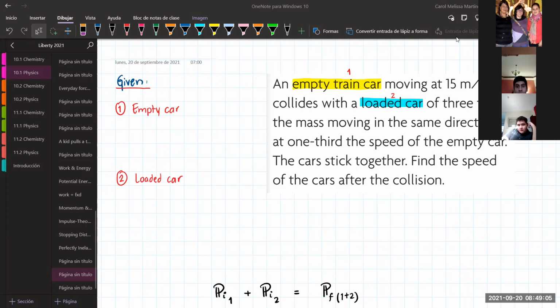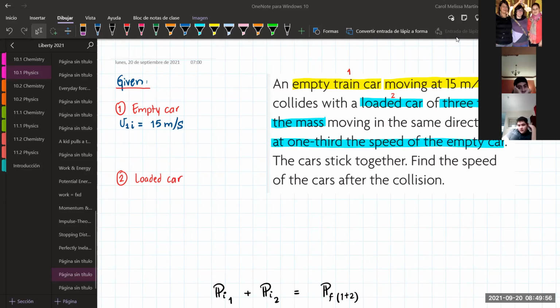About the empty car, it says that it is moving at 15 meters per second and then it collides. So moving at 15 meters per second is telling me the velocity of my object 1 under the initial condition. Initial because it is before the collision. It is 15 meters per second. Now it says it collides with a loaded car. This loaded car is 3 times the mass, moving in the same direction at one-third the speed of the empty car.